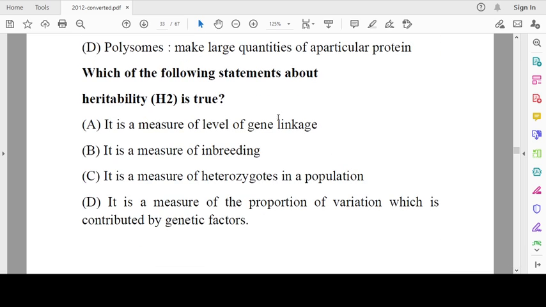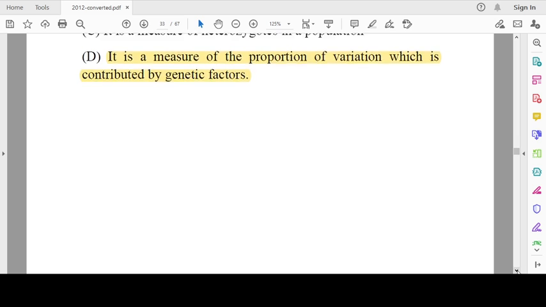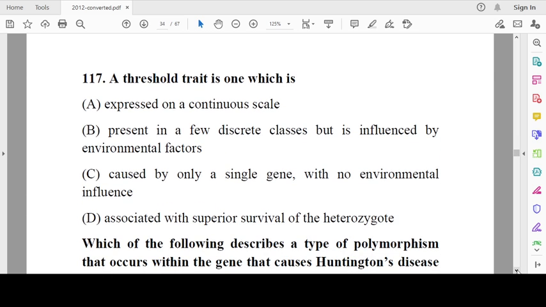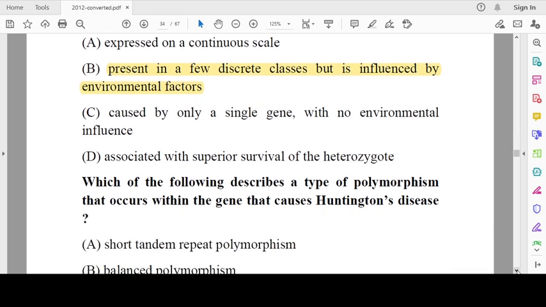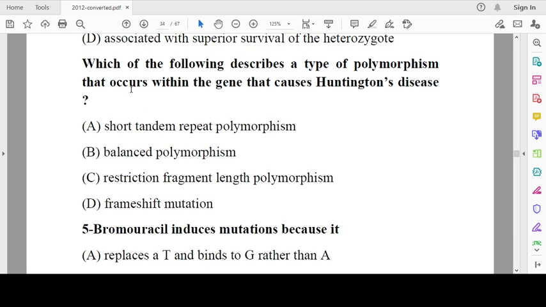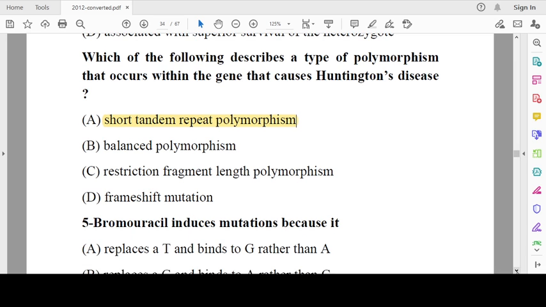Which of the following statements about heritability is true? It is a measure of the proportion of variation contributed only by genetic matter. There is no environmental factor acting upon it. Next question is the trait which is present in a few discrete classes, but it is influenced by environmental factors. Which of the following describes a polymorphism that occurs within a gene that causes Huntington disease? Huntington disease is caused by short tandem repeat polymorphism.